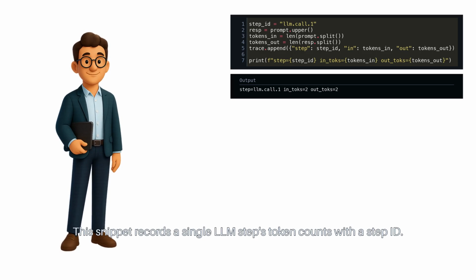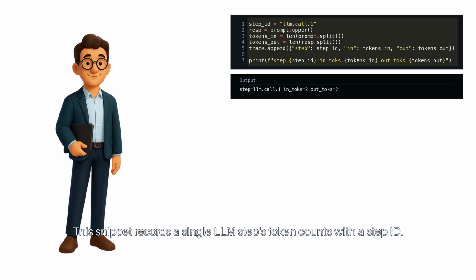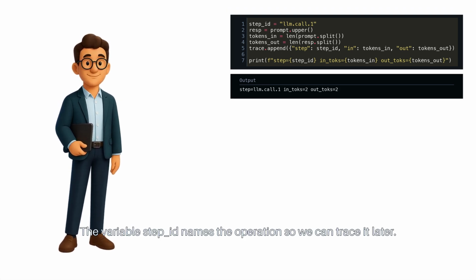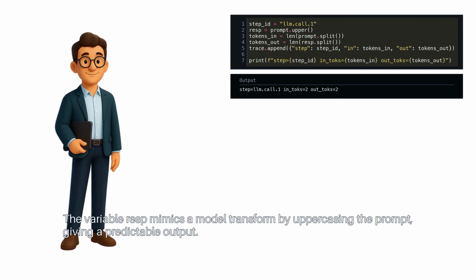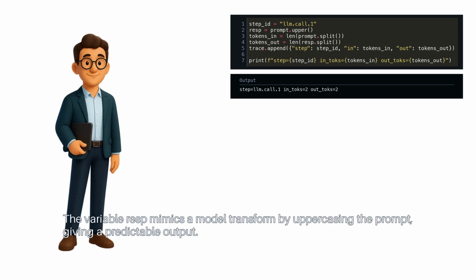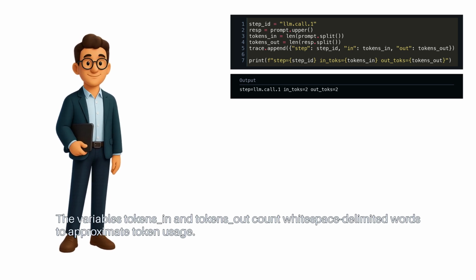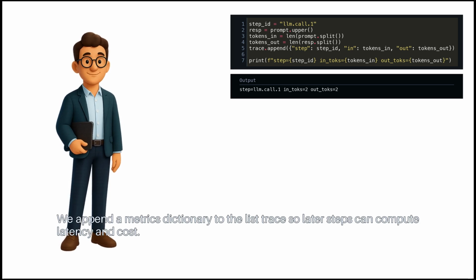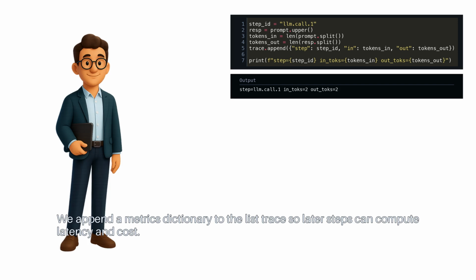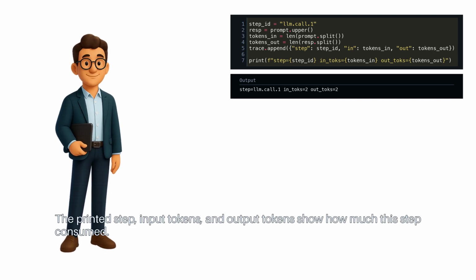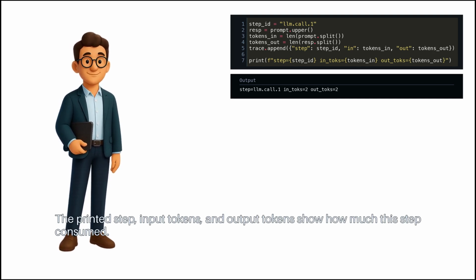This snippet records a single LLM step's token counts with a step ID. The variable step ID names the operation so we can trace it later. The variable resp mimics a model transform by uppercasing the prompt, giving a predictable output. The variables tokens in and tokens out count whitespace delimited words to approximate token usage. We append a metrics dictionary to the list trace, so later steps can compute latency and cost. The printed step, input tokens, and output tokens show how much this step consumed.